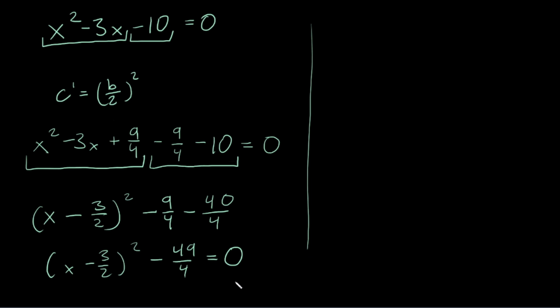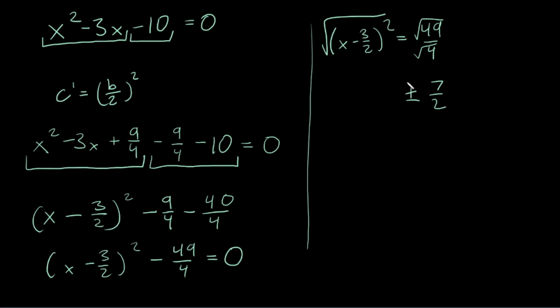How do we simplify this even further? So I'm going to add 49 over 4 to the other side. So we have x minus 3 over 2 squared equals 49 over 4. Now we have a square here, so to isolate for x, we're going to square root. And then when we square root a fraction, it's the same as square root of 49 over square root of 4. So this is going to simply give me plus or minus 7 over 2.